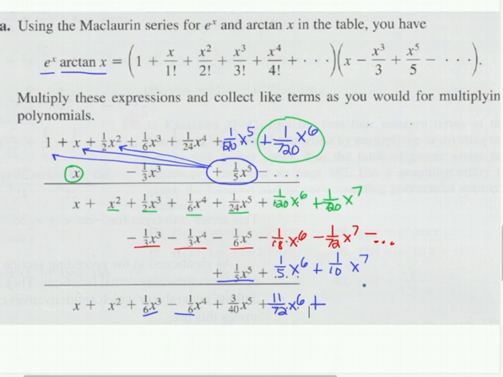7/80 was positive, like I thought. So we have 7/80 x to the 7th, if I'm not mistaken. So there's our expansion. Over here we could, of course, write that this is e to the x times the inverse tangent of x. That's going to be equal to this expansion.